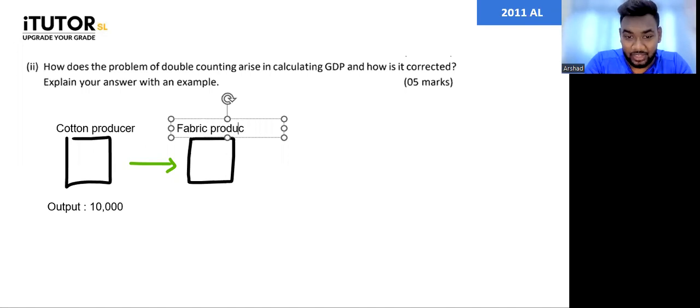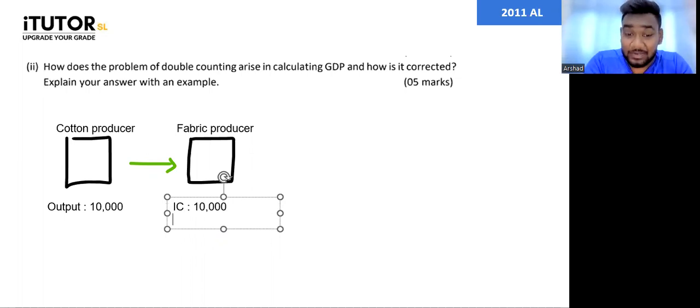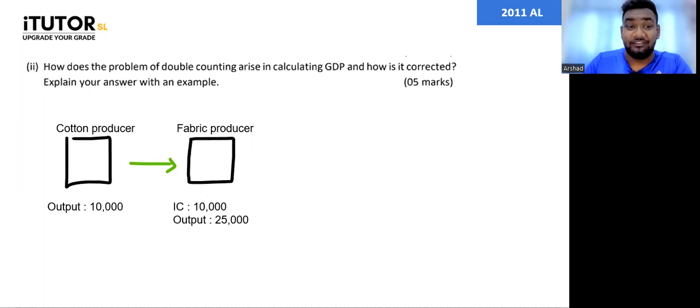So the fabric producer, using this cotton of 10,000, that is his intermediate consumption, let's say he produces an output. He uses the cotton, he puts it into his machine, he does different things, and let's say at the end he gets nice plain cloth, sheets of cloth. His output, let's say, is 25,000. Then what does the fabric producer do? The fabric producer sells his fabric, in other words plain sheets of cloth. Let's say he sells this to a textile manufacturer, someone who is producing t-shirts.